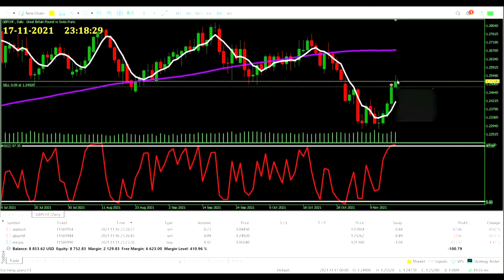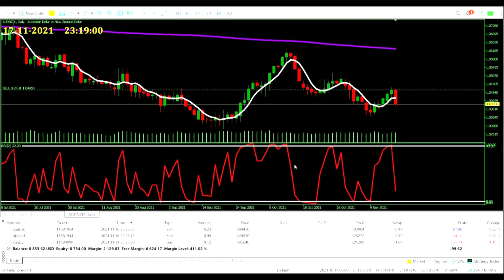Another strong day for the pound, but it has receded from the highs, and the 5-period moving average is still well below our entry price. RSI is now up at 97.35, and the trade is about $34 down total. We'll let it be. And the Australian dollar, New Zealand dollar.